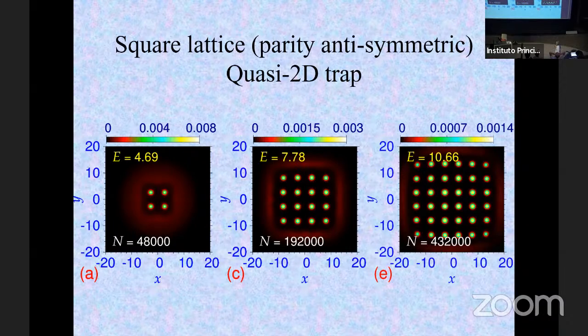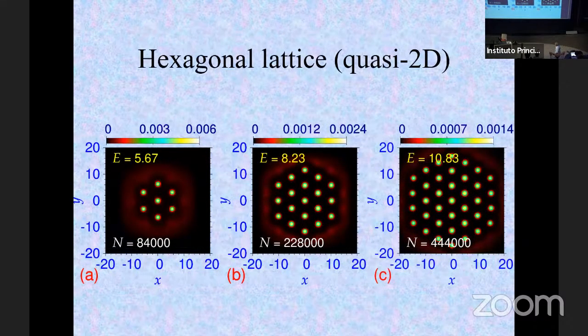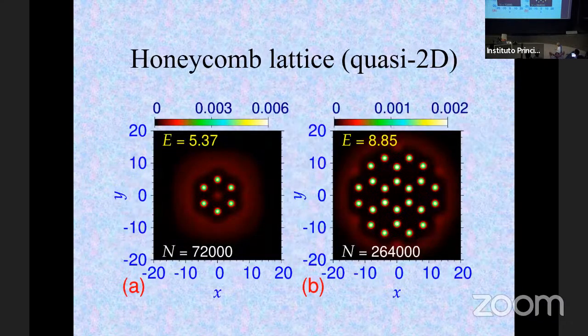But in the same trap, you can have the hexagonal lattice, or you can have the honeycomb lattice, something like this. Energies are quite similar.